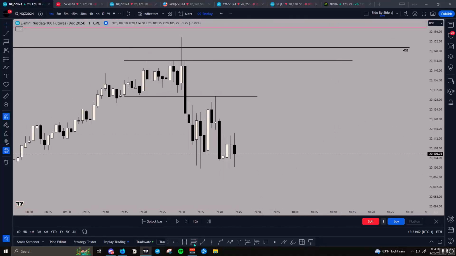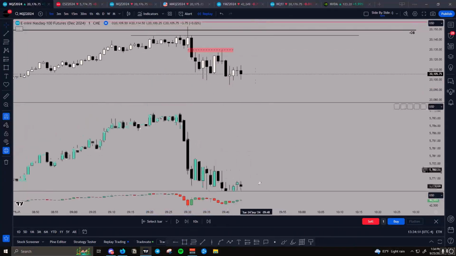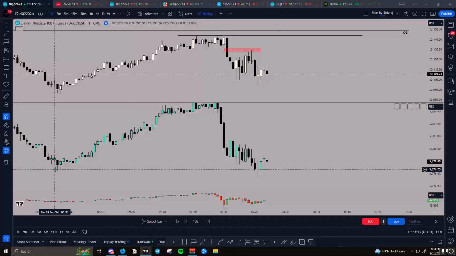You can see that price, this is where I should have shorted, but I wasn't entirely sure just because of the SMT with ES. ES was kind of already much lower. It already took out this 830 low you can see right here. NQ's kind of just chopping.